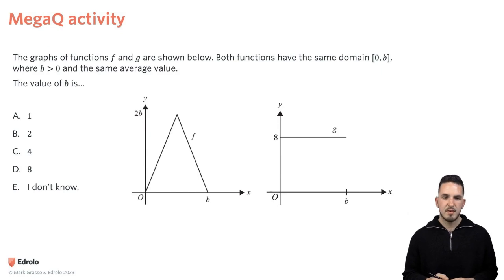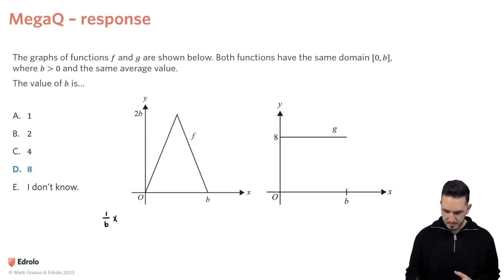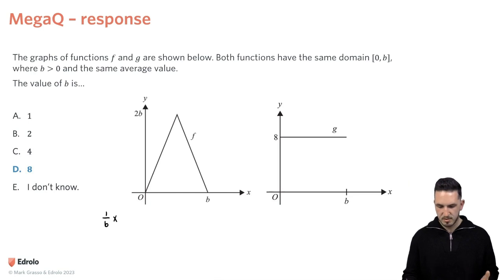The graphs of functions f and g are shown below. Both functions have the same domain, 0 to b, where b is greater than 0, and the same average value. The value of b is, so I hope that you selected D, b equals 8. So what we can see from our triangle, we know that the average value is essentially 1 over b times the area of our triangle. So in this case, we've got a triangle, it's half times base times height. So it's going to be 1 over b times a half times the base b times the height 2b.